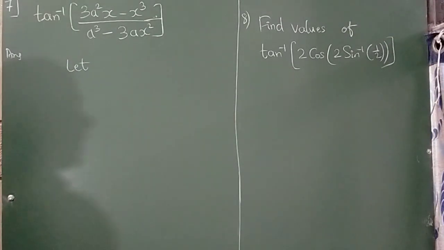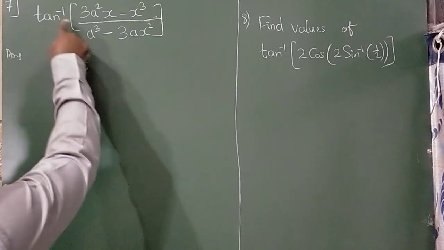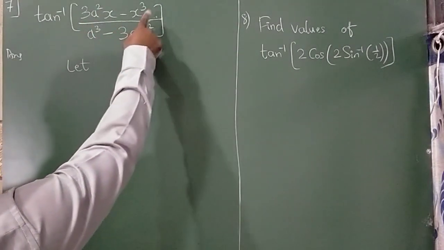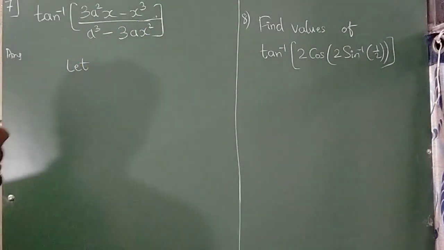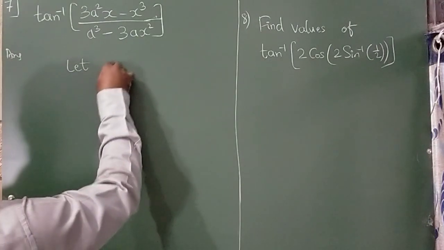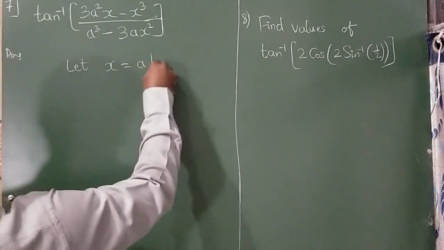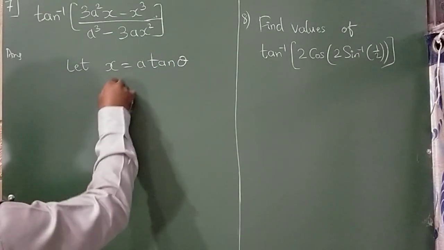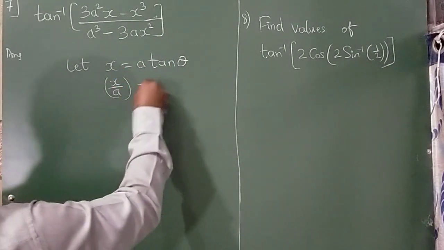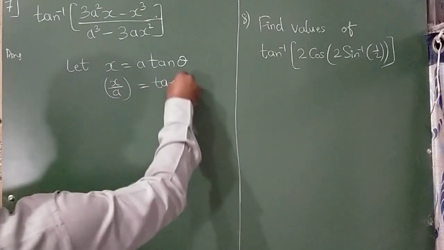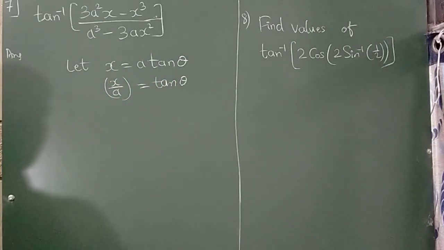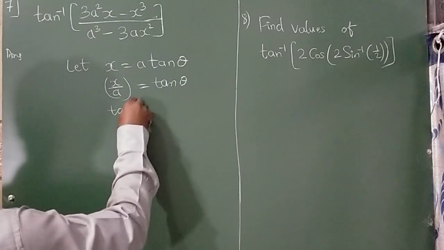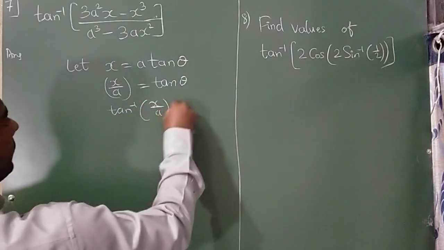Now seventh question. Tan inverse of (3a square x minus x cube) divided by (a cube minus 3a x square). So let x is equal to a tan theta. So this a will come in the denominator, so x upon a is equal to tan theta. Take tan theta on the left hand side. It will become tan inverse of x upon a is equal to theta.